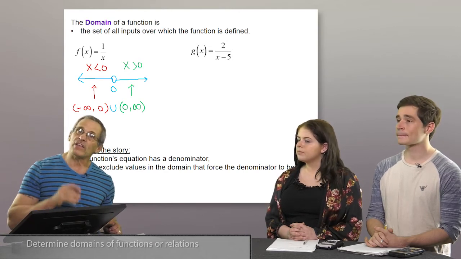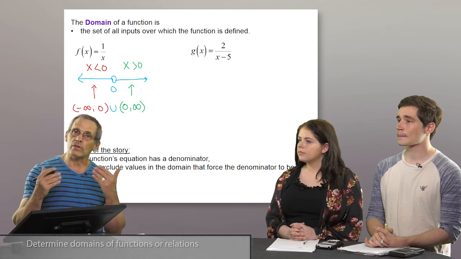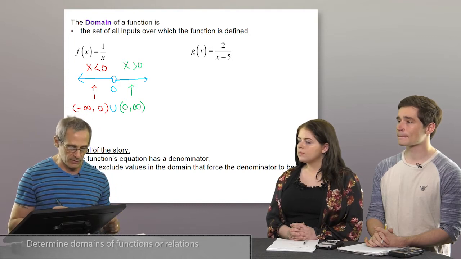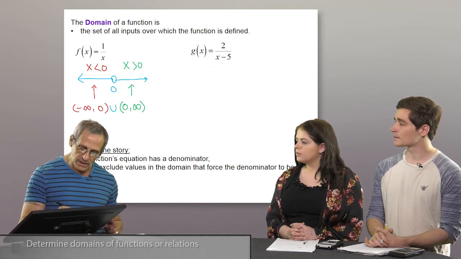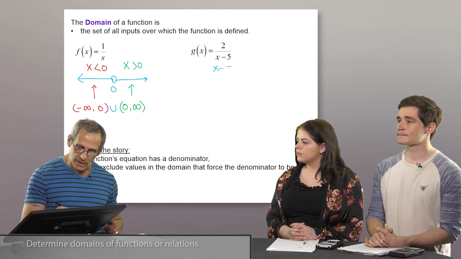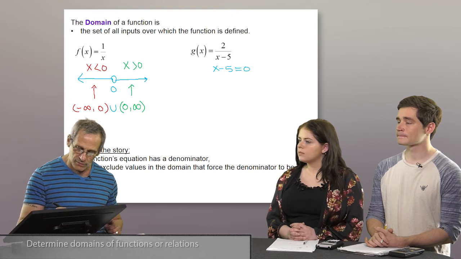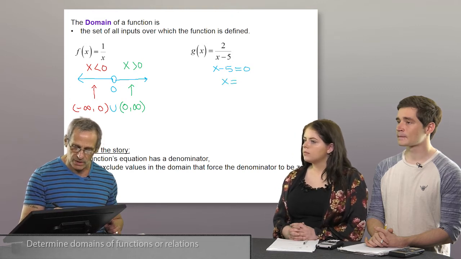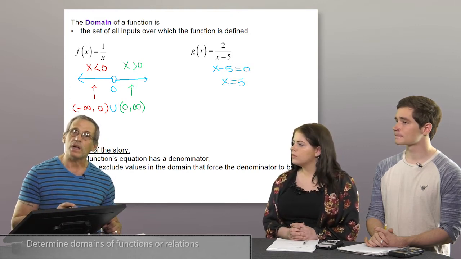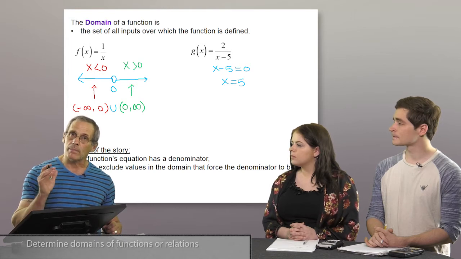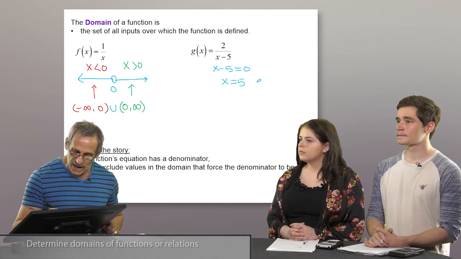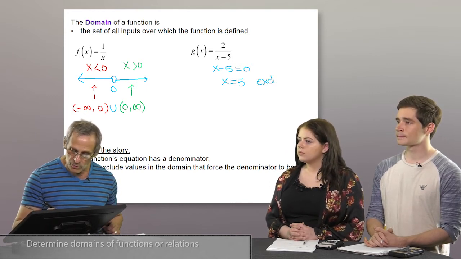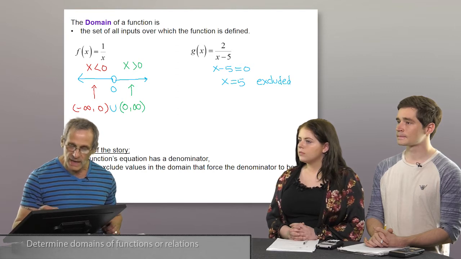Now, when I take a look at my second function, notice in the denominator we have x minus 5. So one way to think about this is that if I take my denominator, write it down and set it equal to 0 and solve, I find x to be equal to 5. I just want to be very, very careful. My domain are all the real numbers except for 5. So x equals 5 is excluded, which means not included in the domain.